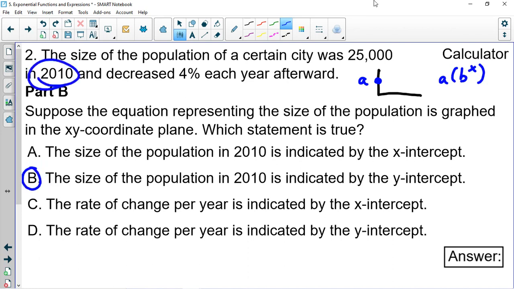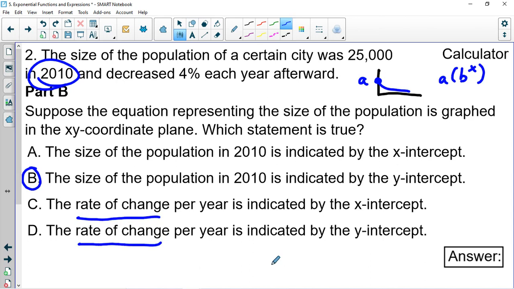Let's take a look at C and D just to be on the safe side. Both of these are talking about the rate of change per year. C says it's indicated by the x-intercept, and D says it's indicated by the y-intercept. Now, both of these sound really wrong because the x-intercept is going to be when the population is 0, not the rate of change, and the y-intercept is the initial value. It's not the rate of change, but we can even be more sure of this because they're talking about the rate of change of an exponential decay function. And if we know anything about exponential growth or decay, it's that the rate of change is constantly changing.